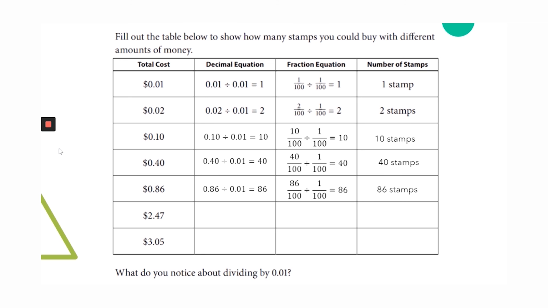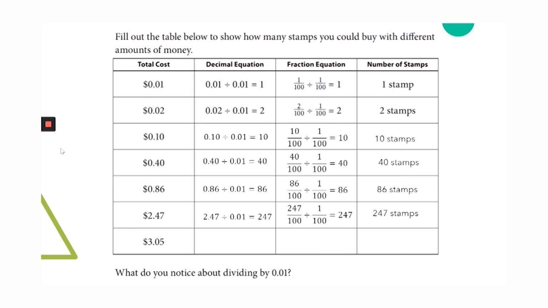Okay, a little more challenging. How about if you had $2.47? How many 1-cent stamps could you buy? Make sure you do the decimal equation, the fraction equation, and then the number of stamps. Go ahead. Okay, here's your decimal equation. 2 and 47 hundredths divided by 1 hundredth equals 247. The fraction equation, 247 hundredths, there's an improper fraction again, divided by 1 hundredth equals 247. So you could buy 247 stamps if you had $2.47.